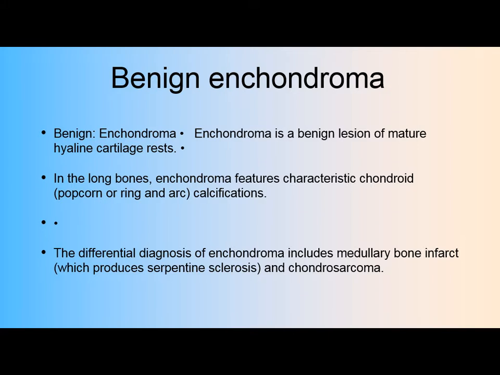Enchondroma is a benign lesion of mature hyaline cartilage rests. It most commonly affects the long bones, and the characteristic appearance on X-ray is popcorn, ring or arc calcification, which is the most common appearance. The differential diagnosis of enchondroma includes medullary bone infarct, which shows serpentine sclerosis, and chondrosarcoma is the second differential diagnosis. In the following slides, I will explain how we differentiate it from chondrosarcoma.